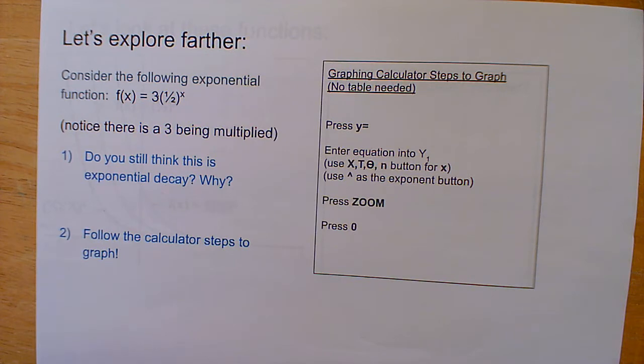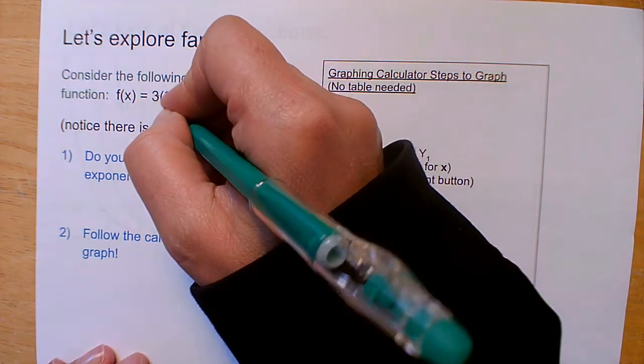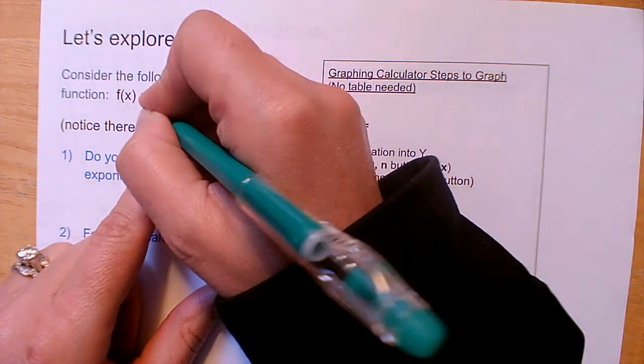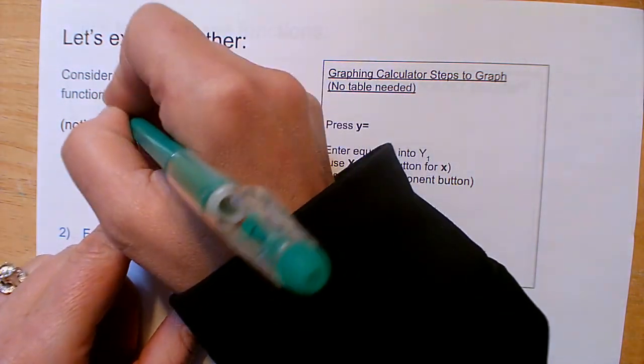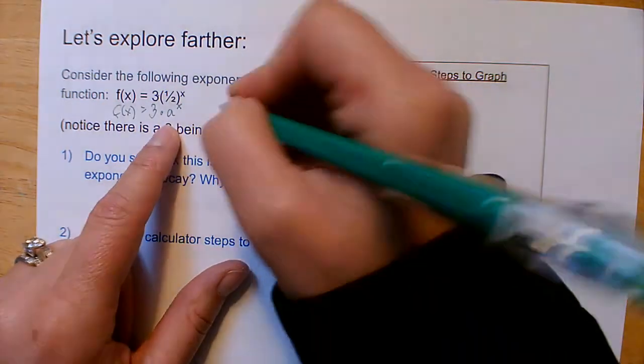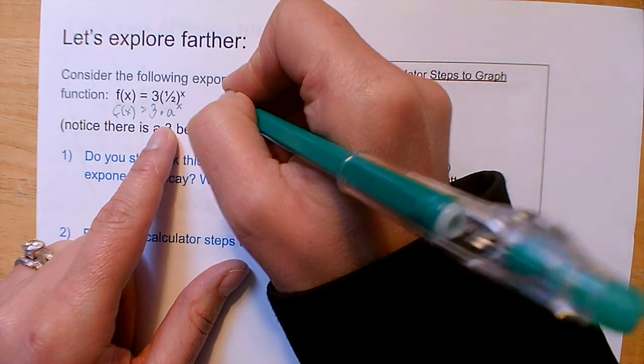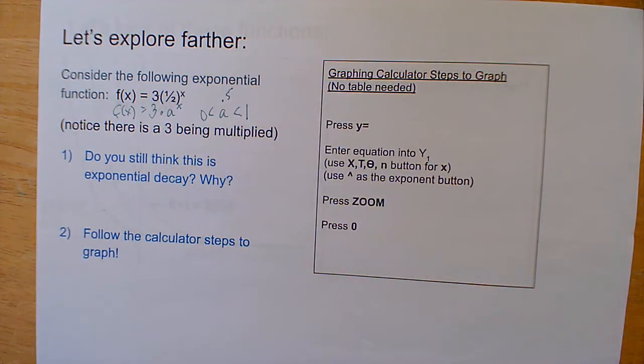So I wonder if this is still going to be decay. I'm thinking so, because the a here is raised to the x power. Even though it's being multiplied by a number, that's okay. The a is still in between 0 and 1 because it sits at 0.5. So I'm thinking it still is going to be decay, but let's look to see in our calculator.